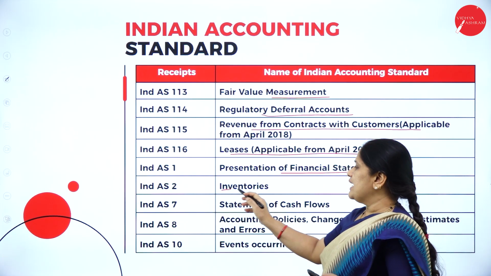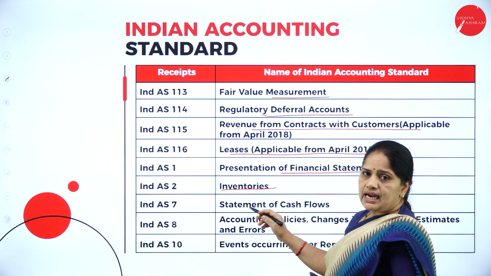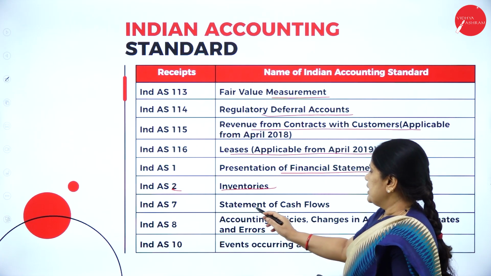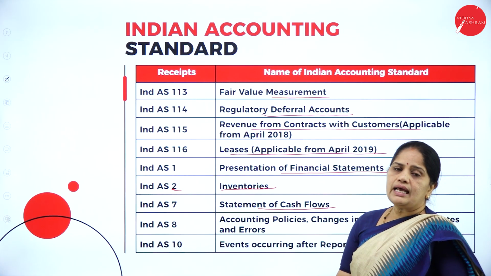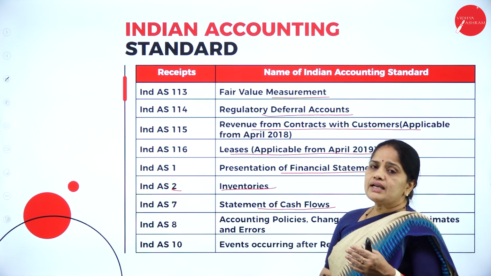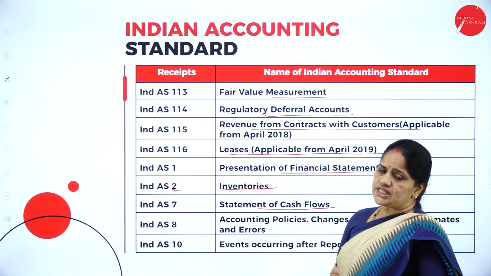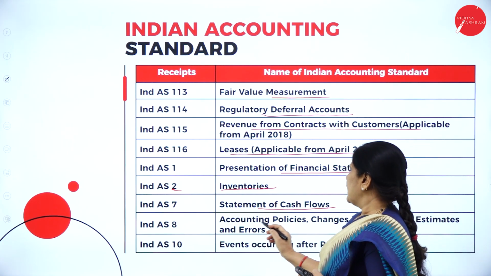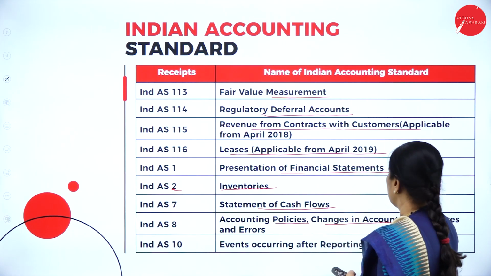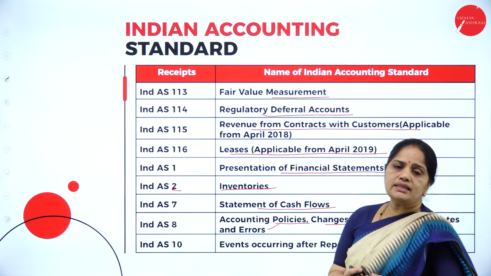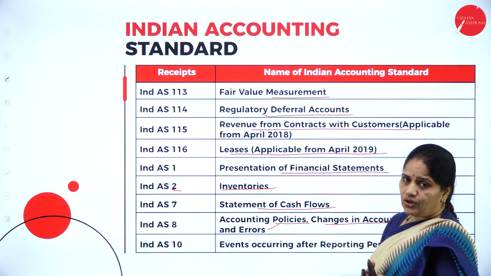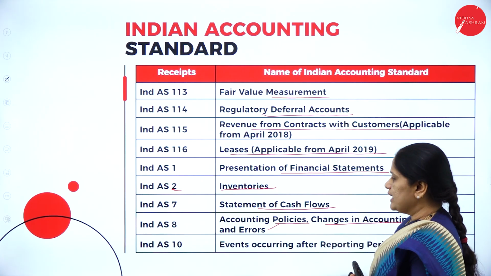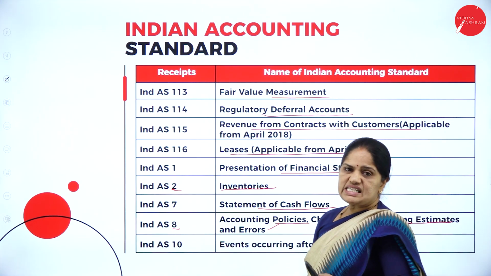Then we have the inventories. All the accounting standards related to inventories can be found in accounting standard 2. Then 7, statement of cash flows. Along with the financial statement, every company has to issue the statement of cash flows to see the flow of cash in the company. Then accounting policies, changes in accounting estimates and errors. So what are the accounting policies which are to be followed, and what are the changes in accounting estimates and errors in accounting? For that it is accounting standard 8.